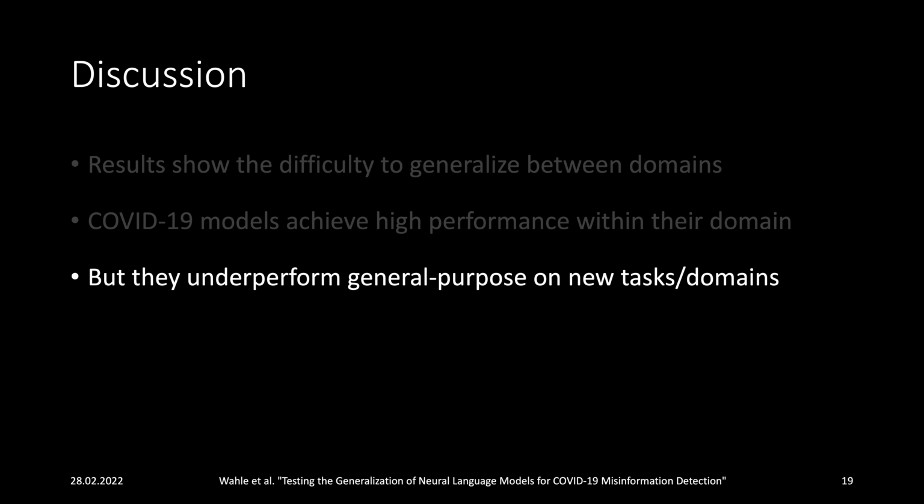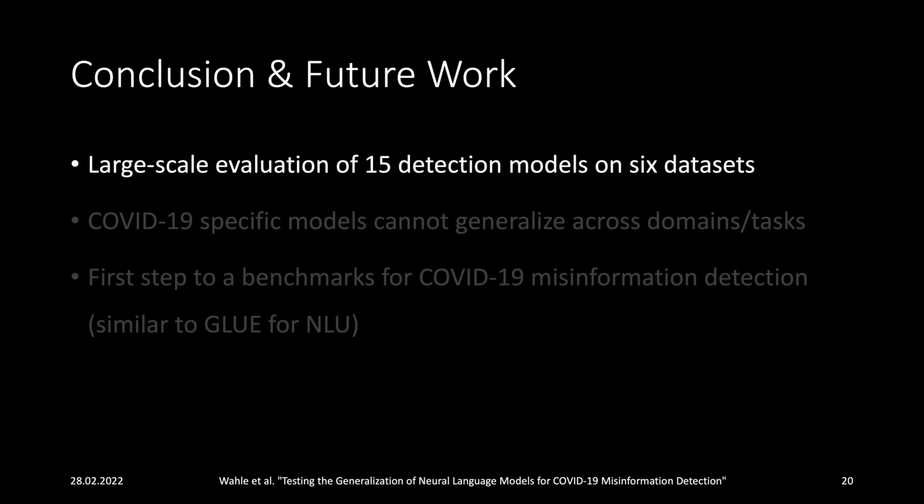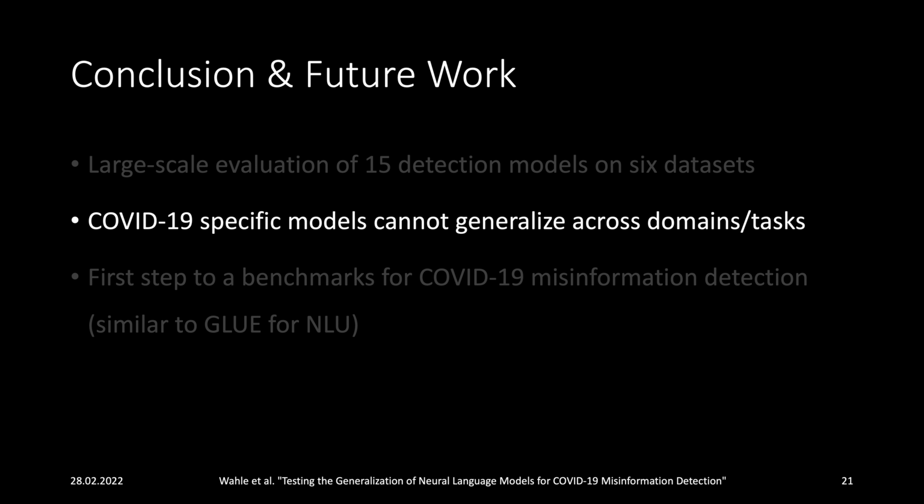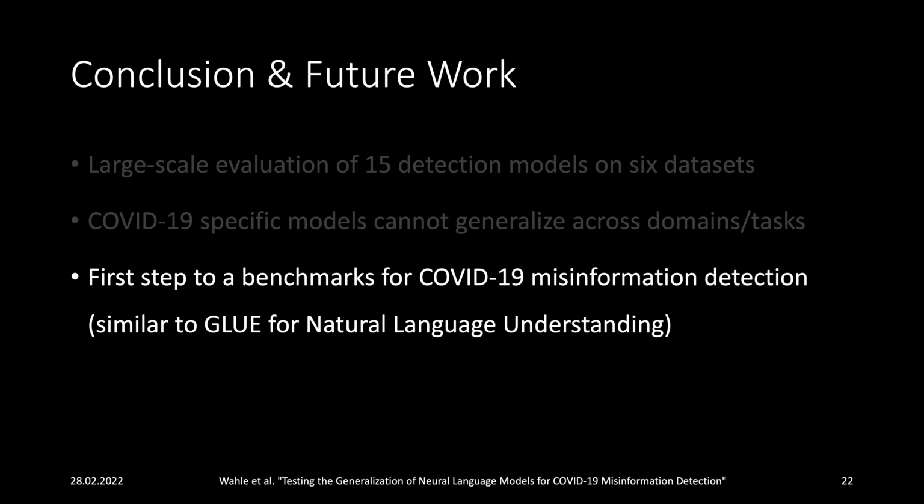To conclude, we performed 3 experiments using 15 COVID-19 misinformation detection models on a total of 6 datasets. We found that although specific models outperform general ones, their advantage is small and typically requires models to be trained on the same domain or task. We see this work as an important step to compiling a benchmark for COVID-19 misinformation detection, as pre-trained models are maximally useful if their detection works across domains and tasks.